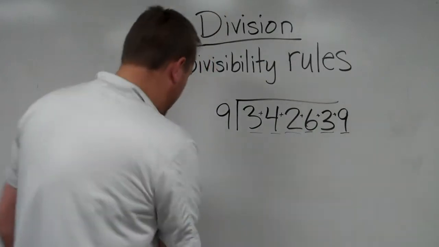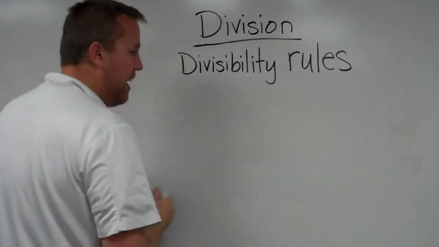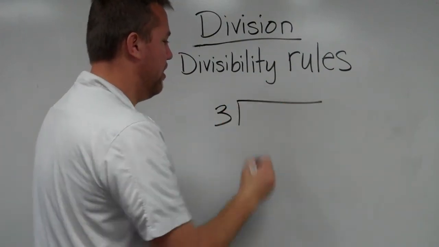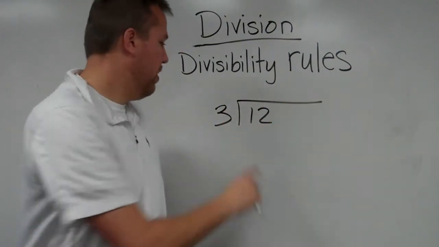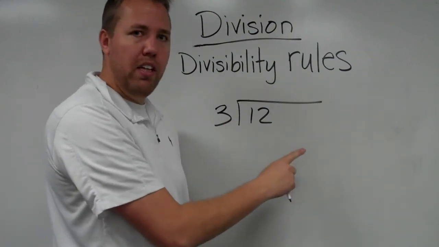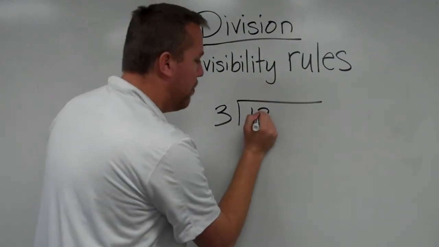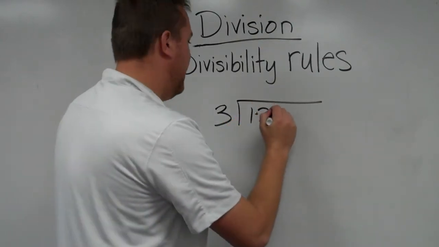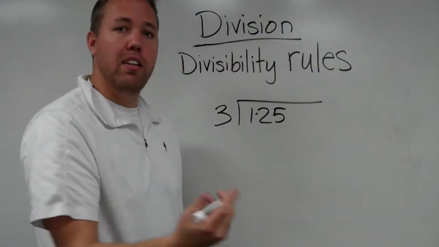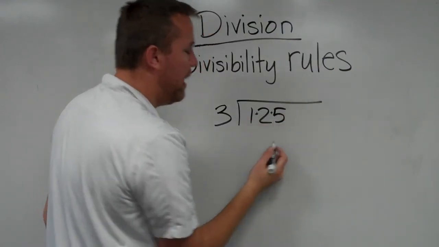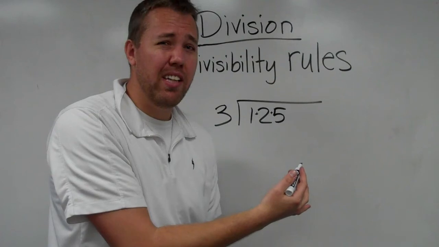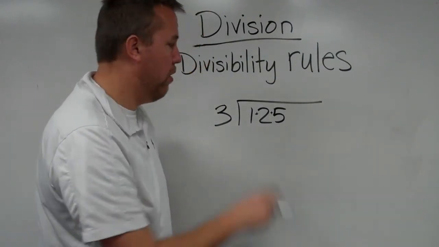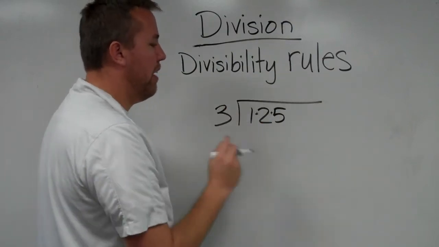Same with 3s, actually. Exact same with 3, except I'm not talking 9s here, I'm talking 3s. So does 3 go into 12 evenly? Well, let me check. What's 1 plus 2? It equals 3. Does 3 go into 3? Yes. Does 3 go into 125? Let's check. 1 plus 2 plus 5 equals 8. Does 3 go into 8 evenly? No. So 3 doesn't go into 125 evenly. 125 is not divisible by 3.